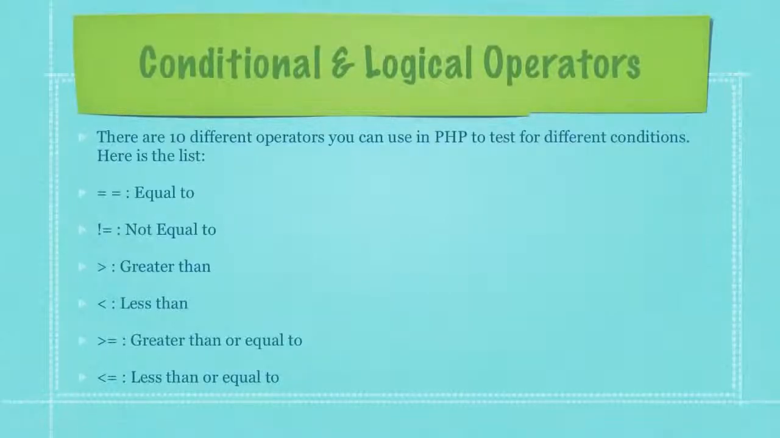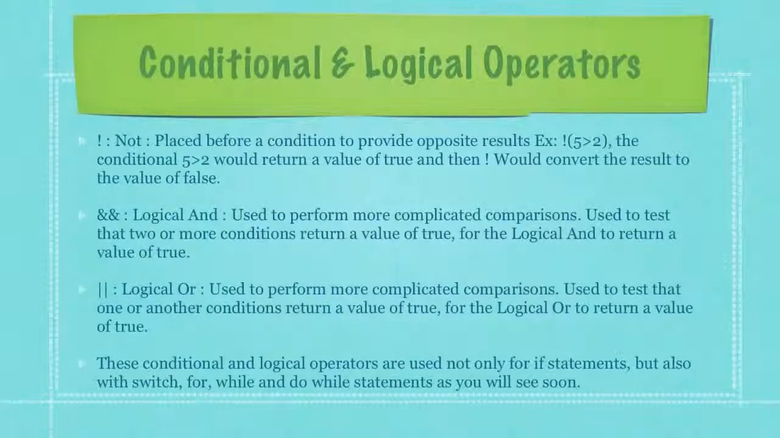Here is the list. You have the equal to, not equal to, greater than, less than, greater than or equal to, less than or equal to. Here we have the NOT logical operator. If it is placed before a condition, it will provide the opposite results. The conditional 5 greater than 2 would return a value of true, and then the NOT operator would convert the result to the value of false.